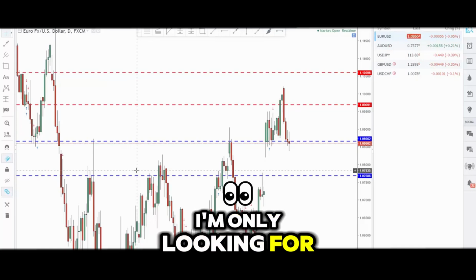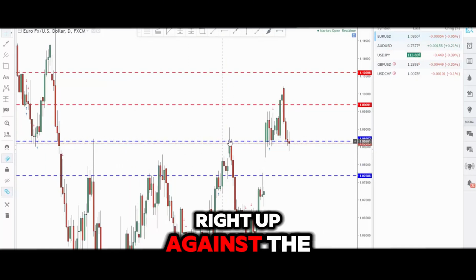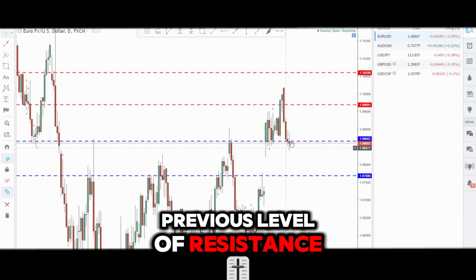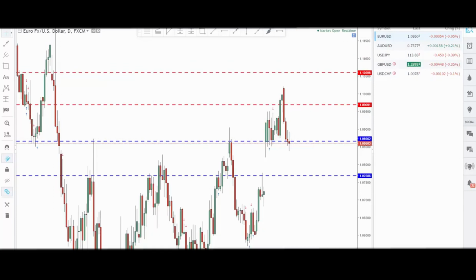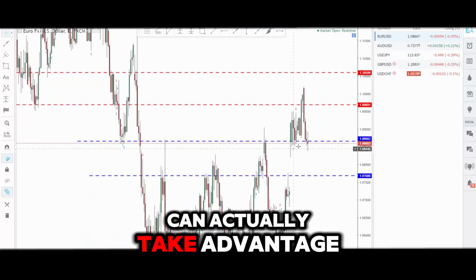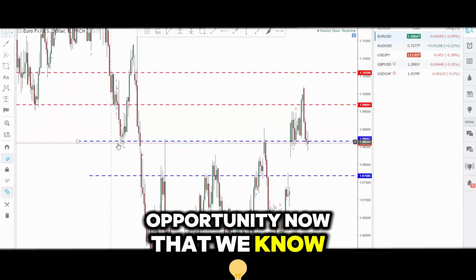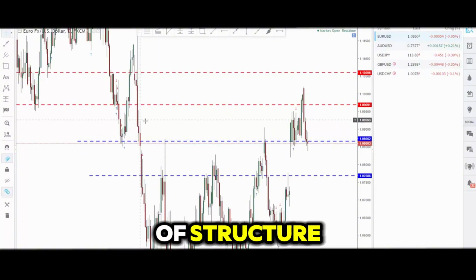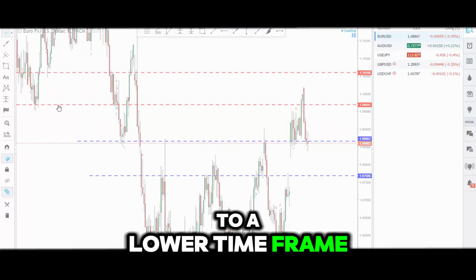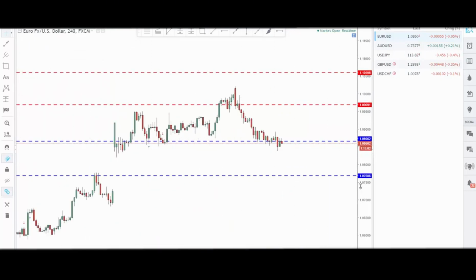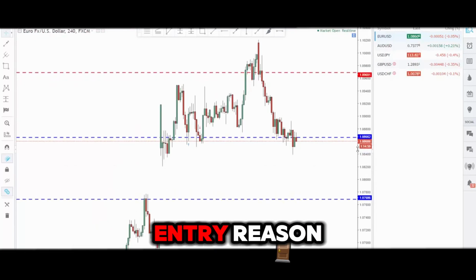I'm only looking for long trades because we're right up against the previous level of resistance and support, major level of structure on this daily time frame. So let's zoom down and see how we can actually take advantage of this opportunity. Now that we know we're at an important level of structure that the market could be pushed up from, we can head down to a lower time frame in order to actually place a trade and see if we can find some type of entry reason.